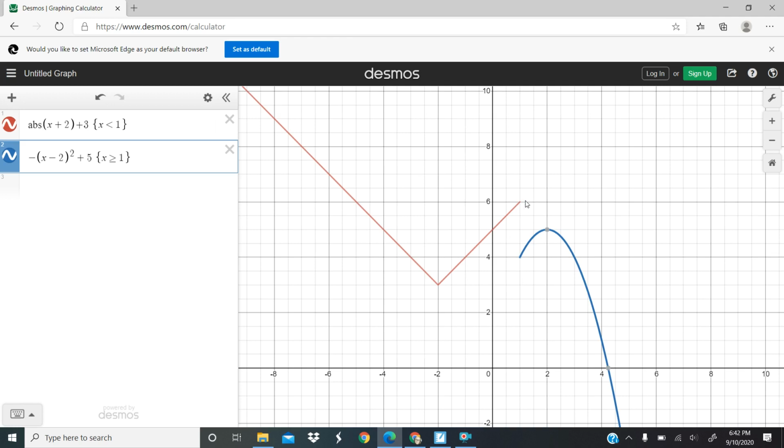The only thing is it's not going to give you that open circle right there. It's just going to show you that it's undefined if you actually click on it. So keep that in mind, and if you're ever graphing them by hand, then you're going to want to put an open circle at the end of that absolute value v, where x equals 1.